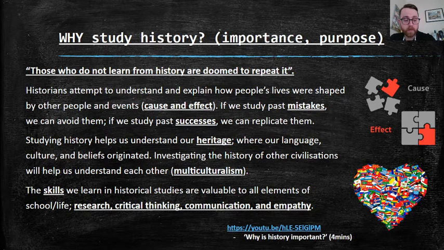I'm currently doing ancient Rome and ancient Greece with my year 7s at the moment, and we're learning about aqueducts, so how you transport water from point A to point B. And we wouldn't have cities, we wouldn't have schools, we wouldn't have running water if it weren't for them. So we study past successes, we replicate them. Studying history also helps us understand our heritage, so where our language, our culture, and our beliefs originated. Investigating the history of other civilizations will help us understand each other. So connecting to that multiculturalism, we'll see in Unit 3 when we look at immigration.